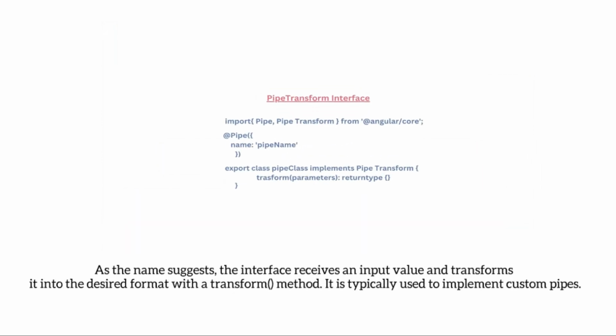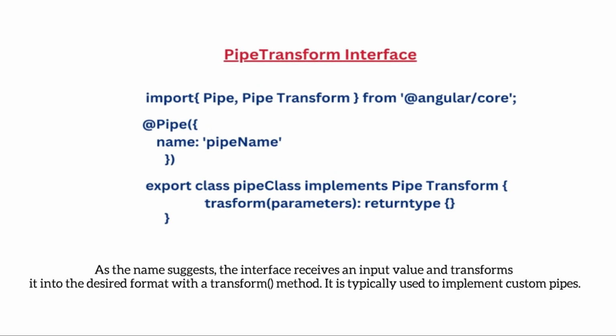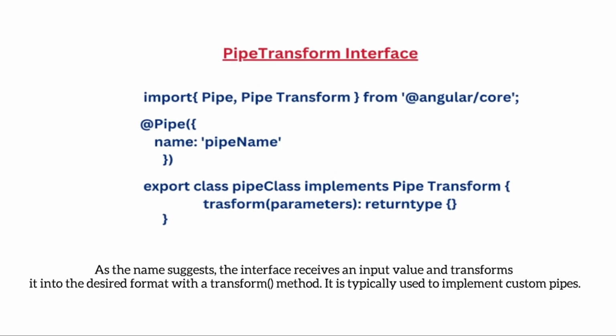As the name suggests, the PipeTransform interface receives an input value and transforms it into the desired format with a transform method. It is typically used to implement custom pipes.